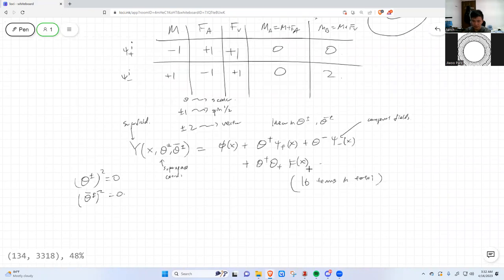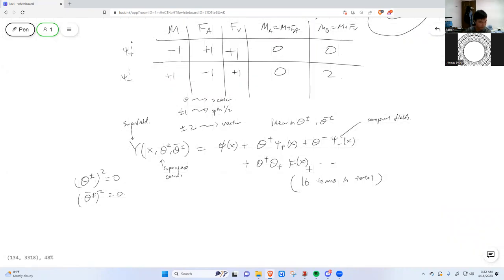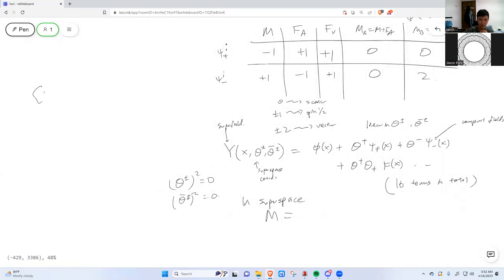So the answer is just to consider, in superspace, the generators M, F_A, and F_B, right? The Lorentz generators and the R symmetry generators. In terms of algebra, they just satisfy a bunch of commutation relations with each other and with other fields, right? But then, of course, in physics, we always want to find representations of these algebras, right? So this is known as an algebra, and we always want to find representations on some space.